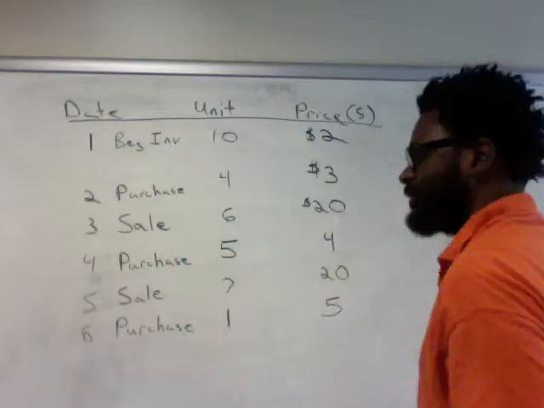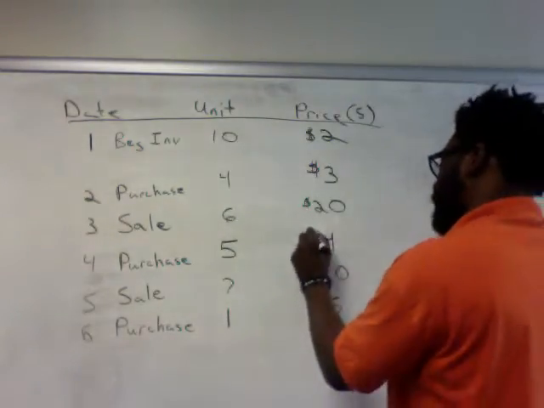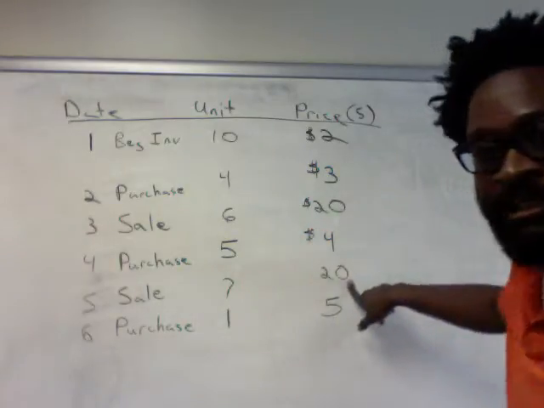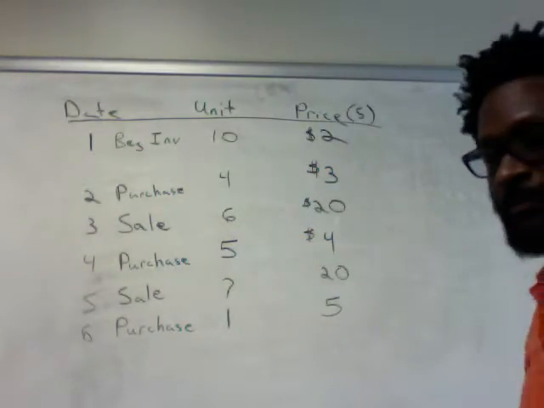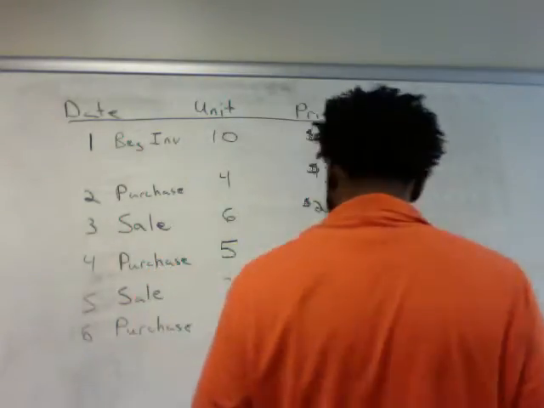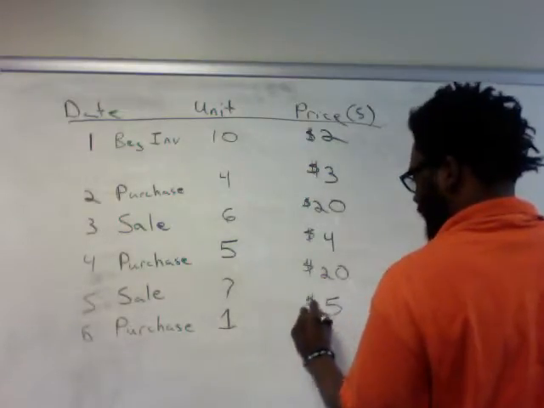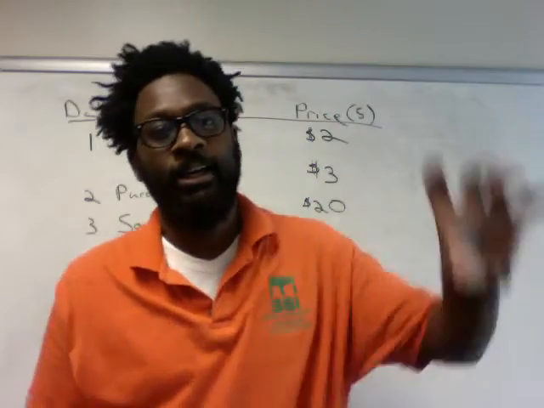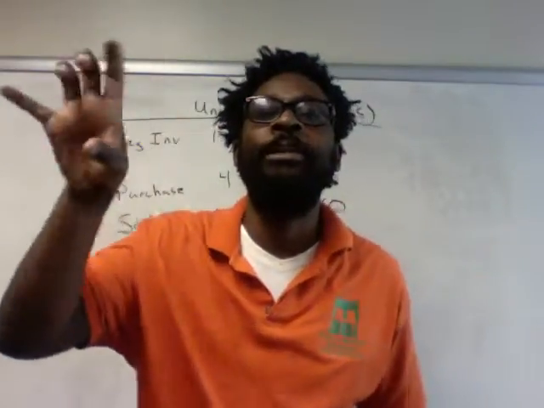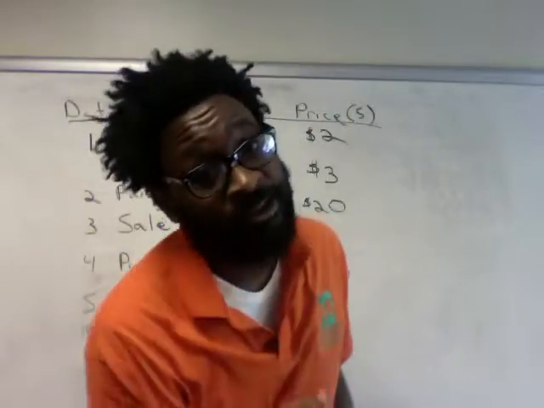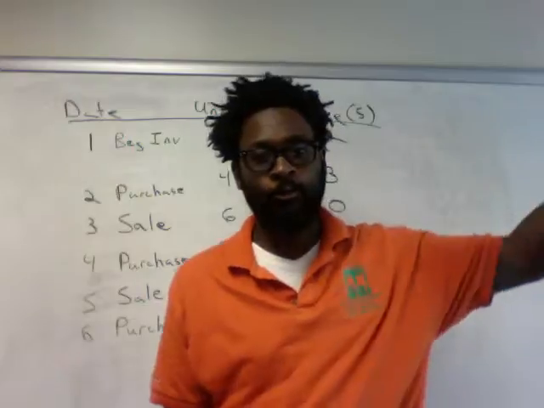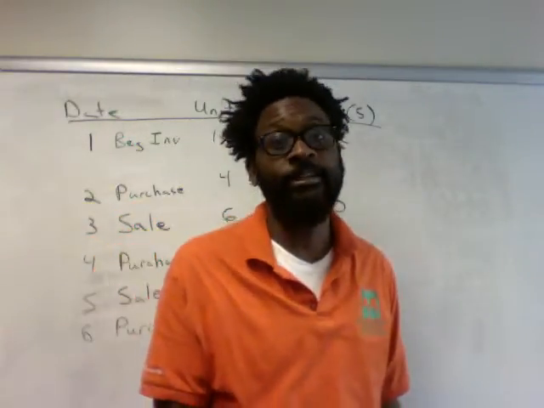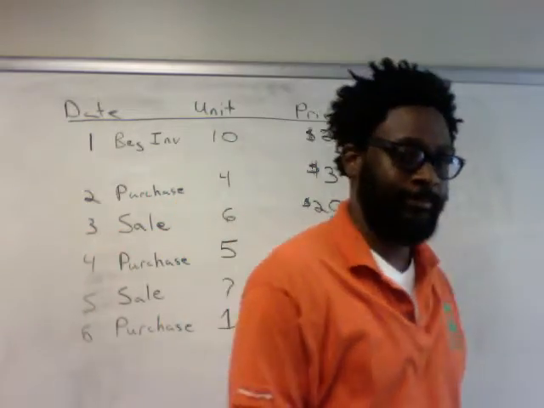Then we made another purchase of 5 units at a cost of $4. Then we made another sale of 7 units. Again, this is the selling price of $20. Then we made one last purchase at the end of the period, and it cost us $5. So this is the list that we're going to use in order to calculate 2 numbers: the cost of goods that we sold and the cost of goods that we didn't sell, which we call cost of ending inventory. Cost of goods sold is a what type of account? Expense. So that belongs on which financial statement? The income statement. Ending inventory is a what? Asset. So that belongs on which financial statement? The balance sheet.